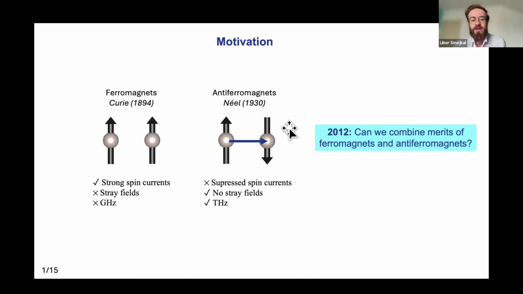However, unfortunately, because they are called antiferromagnets, many of the magnetic effects known from ferromagnets are cancelled out in antiferromagnets, giving them their name. So, for instance, they have suppressed spin currents. What we were obsessing over for more than a decade, starting from 2012 with Jairo and Thomas, was whether we can combine these benefits of ferromagnets and antiferromagnets in one, maybe even more magical, material.